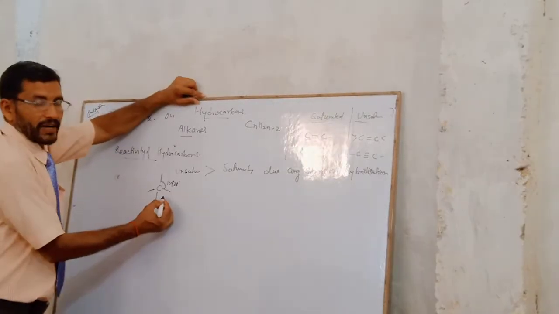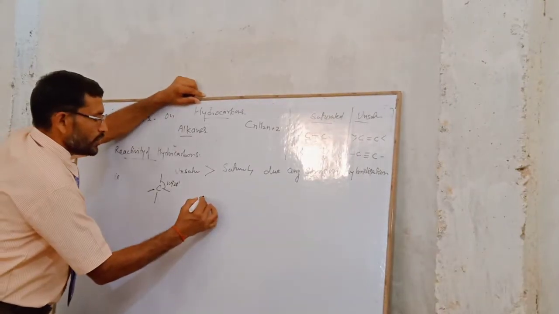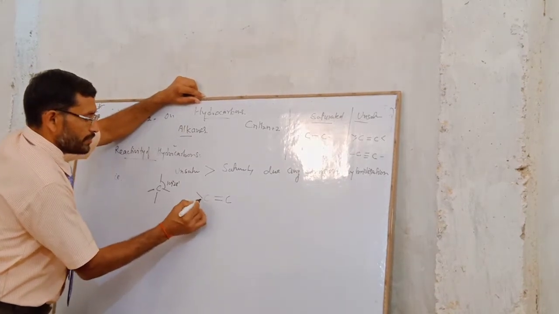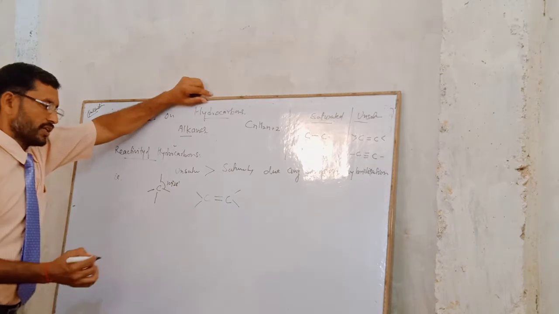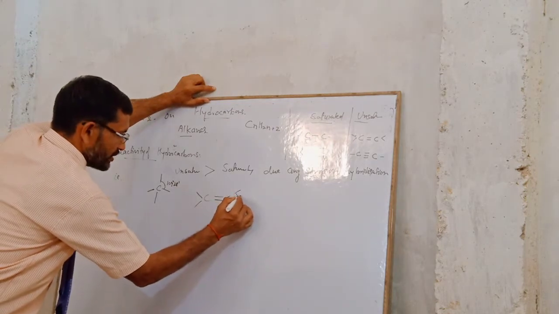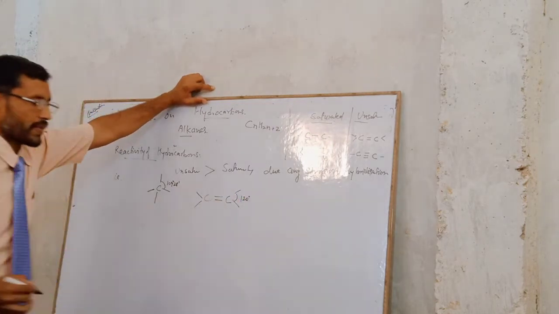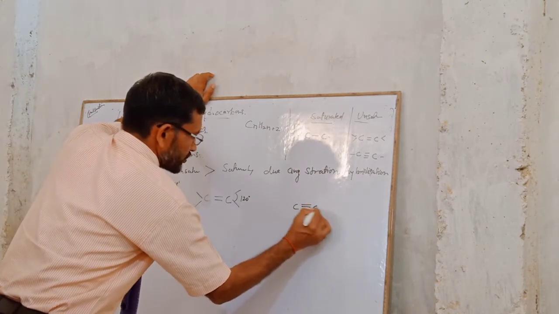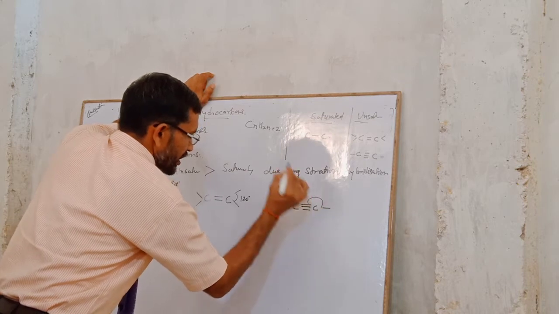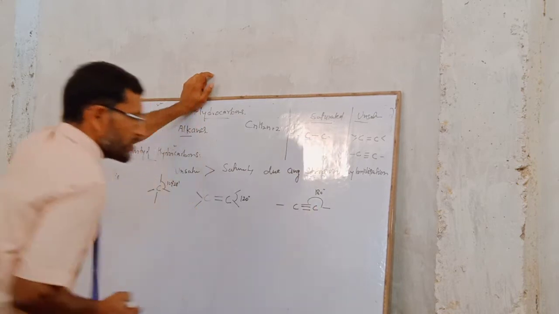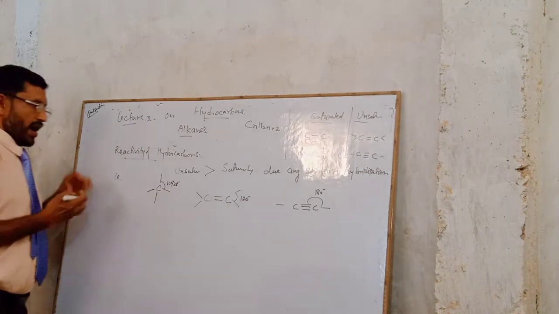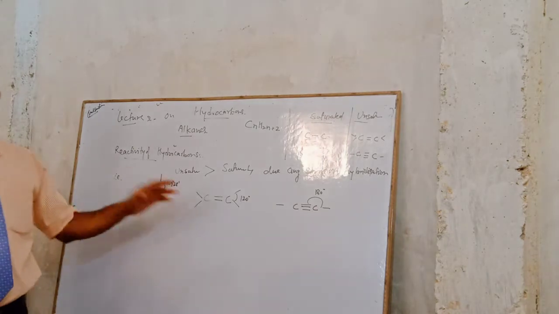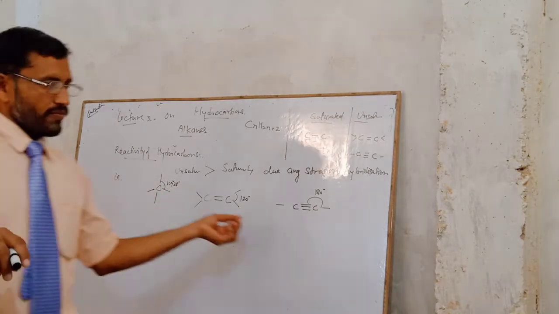In unsaturated hydrocarbons, there is angle strain. In the case of a carbon-carbon double bond, suppose the two hydrogens are here, the angle between them is 120 degrees. And here we have a triple bond, in which the angle is 180 degrees. So this is due to angle strain. Angle strain is the main reason for reactivity.